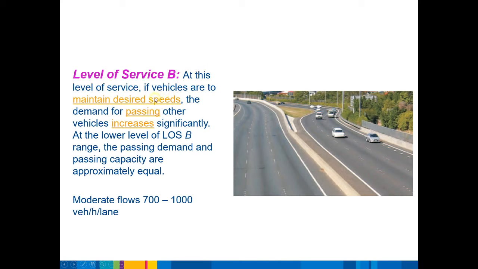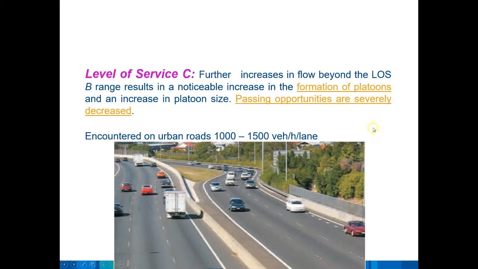Level of service B, vehicles are able to maintain desired speeds, but there's some demand for passing. So as long as we have lanes for passing, this is fine. Passing involves a little bit of a demand on the road user's attention, so a slight drop in level of service, but it's still pretty good. We're still traveling at about the same speeds as in level of service A, and we've got quite a good capacity as well. The flow rates are starting to get a little bit higher, 700 to 1,000 vehicles per hour per lane.